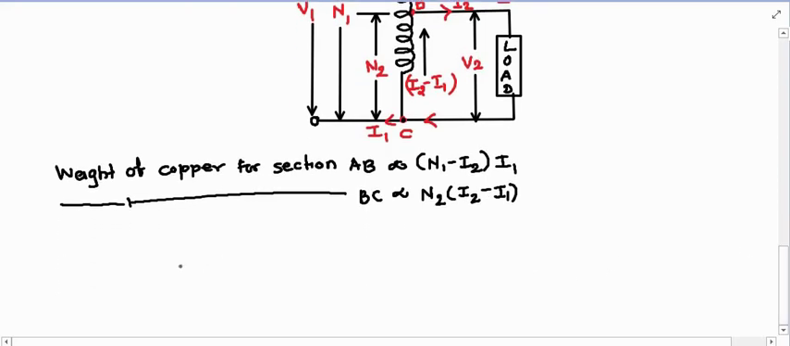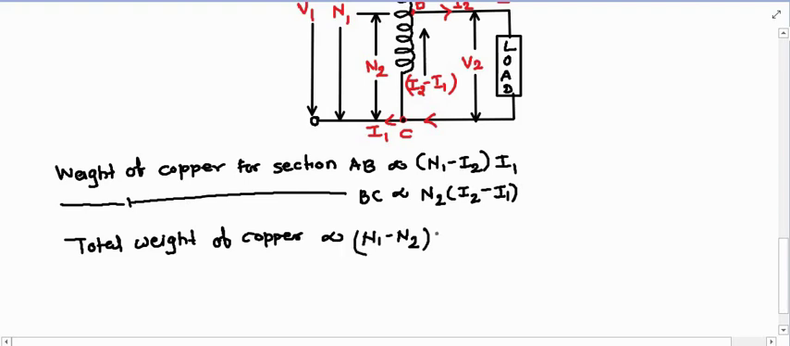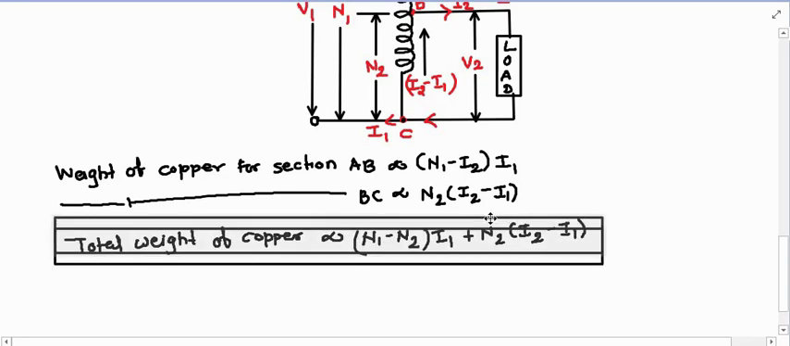So the total weight of copper in a step down auto transformer is proportional to N1 minus N2 into I1 plus N2 into I2 minus I1. I have just added both. Okay, let us give this as equation number 2.